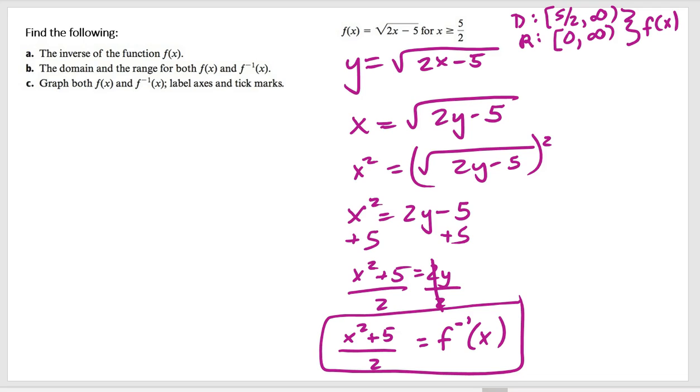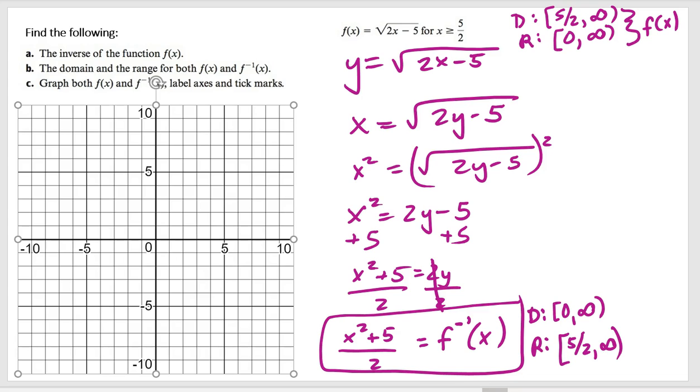If you're struggling with the range, one way you can get it is by graphing it. Another is to plug in the endpoints. Plug in 5/2, and you'll see that will go to 0, right? So it's going to go from 0 to infinity. Now, the inverse is going to just swap my domain and my range. So my domain now will be 0 to infinity, and my range will now be 5/2 to infinity.